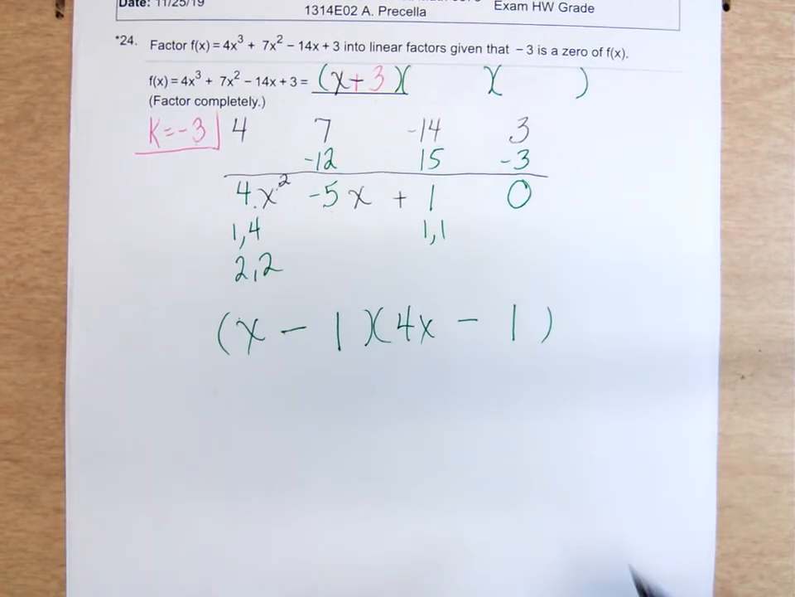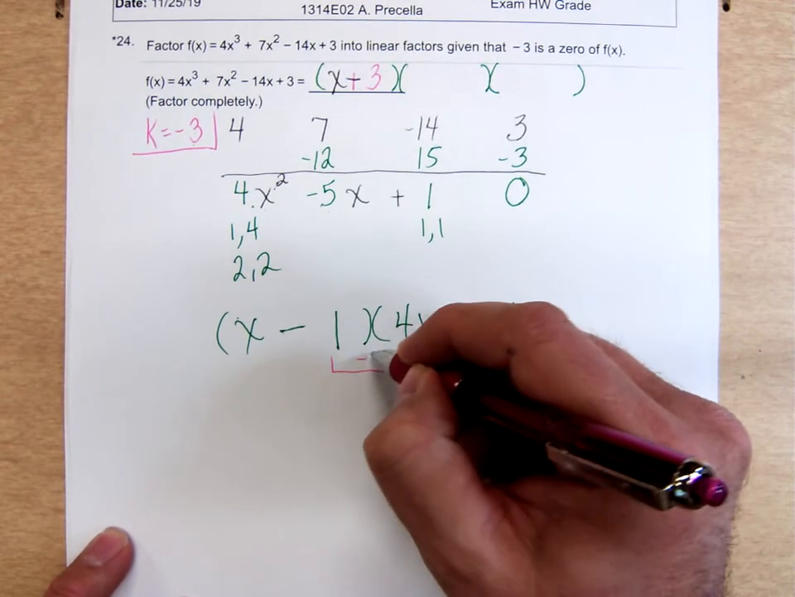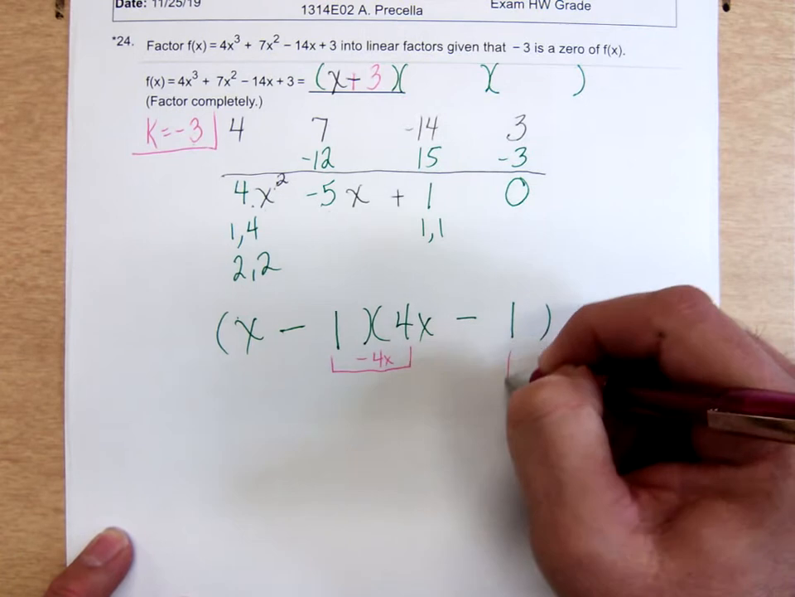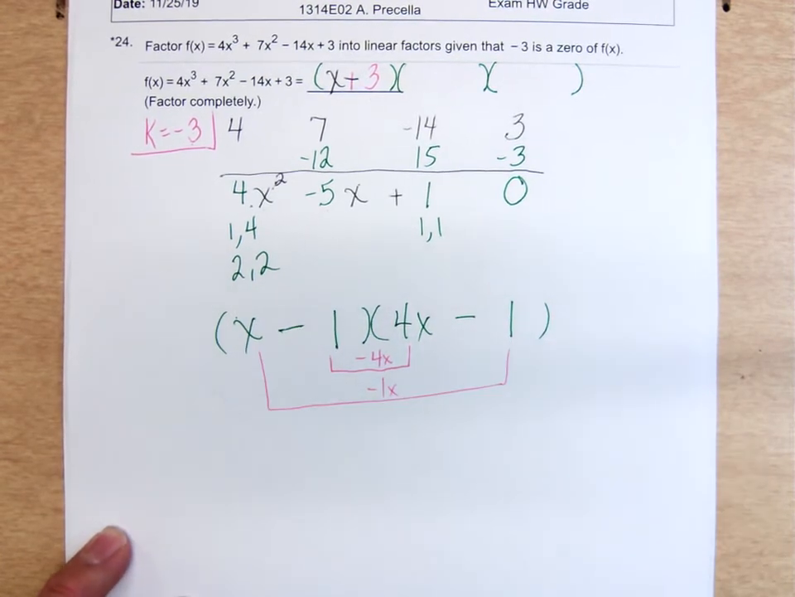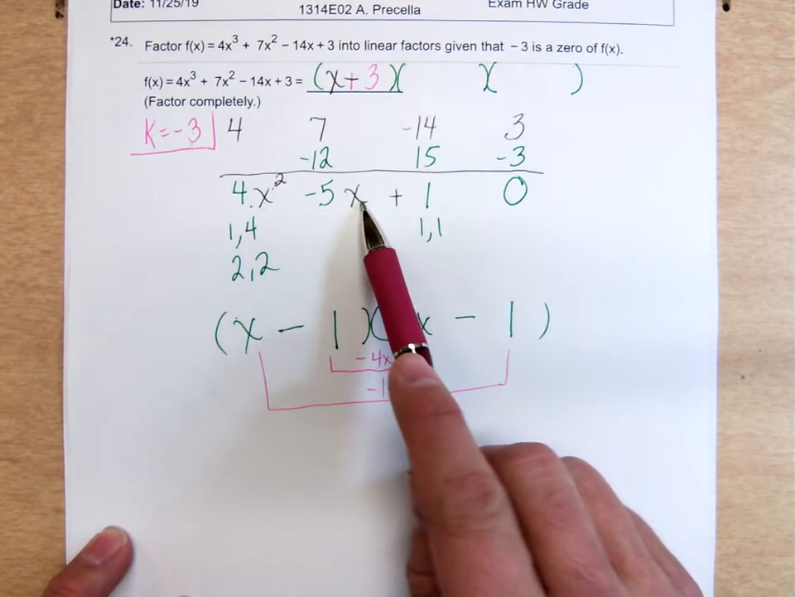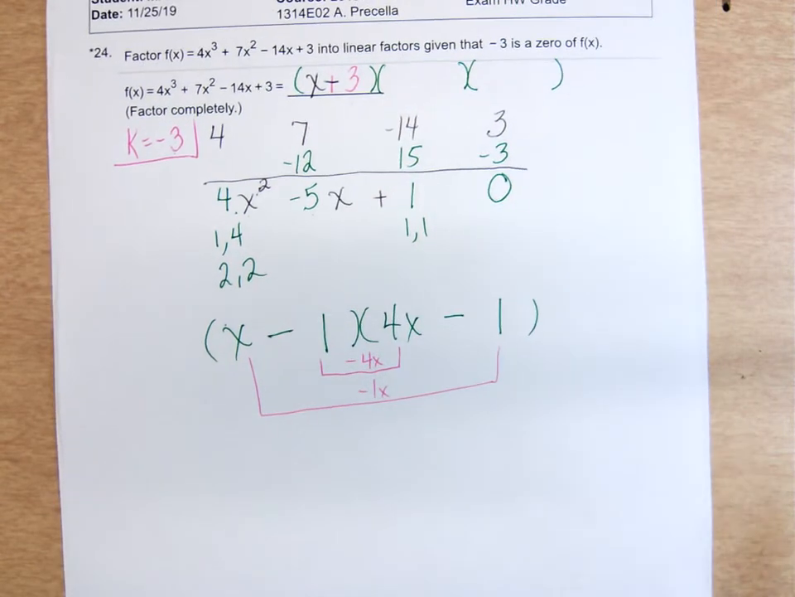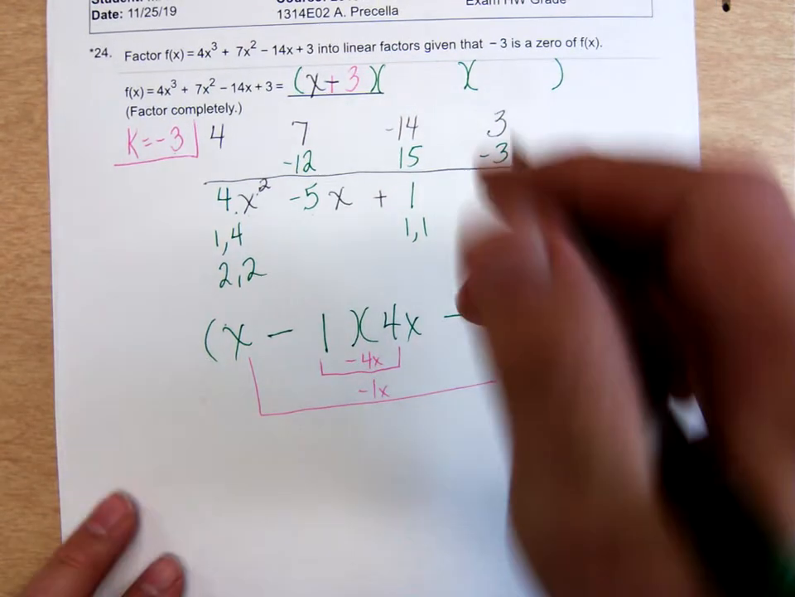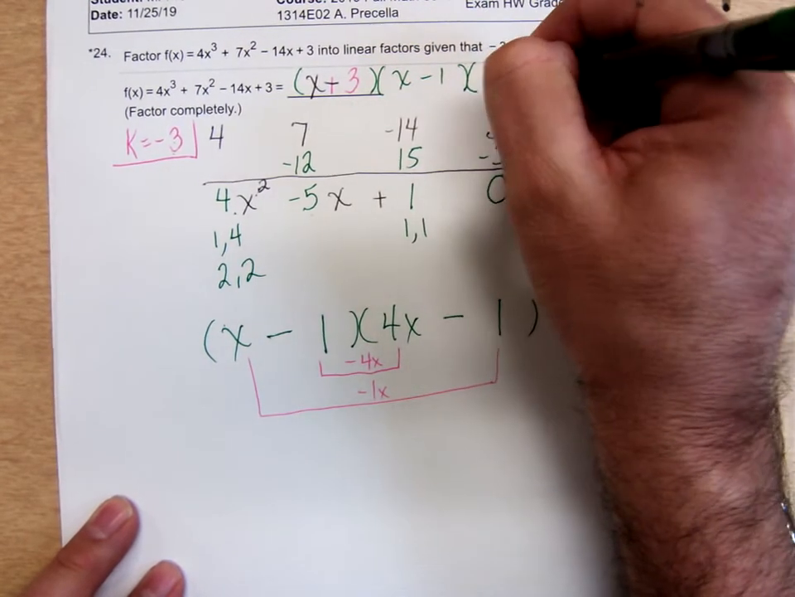How do I decide if I factored it correctly? Well, look at these inner and outer terms. We'd have a negative 4x, a negative 1x. Yeah, that's combining to give me a negative 5x. So what are my other 2 sets of parentheses? Well, x minus 1 and 4x minus 1.